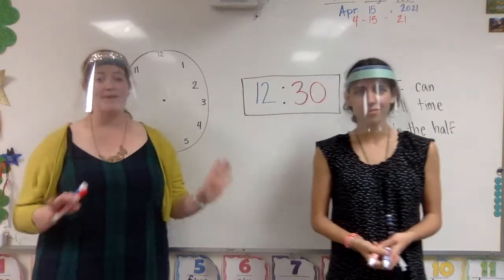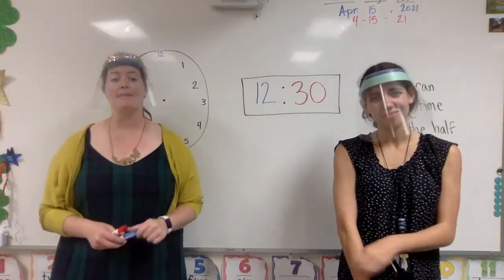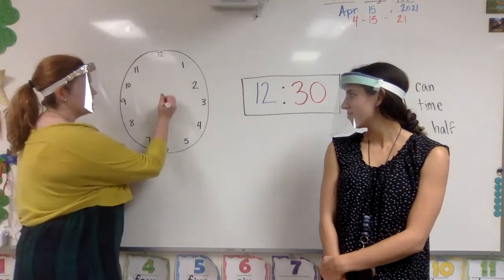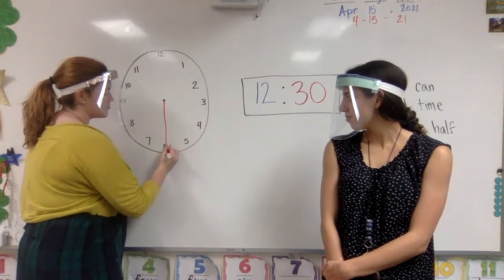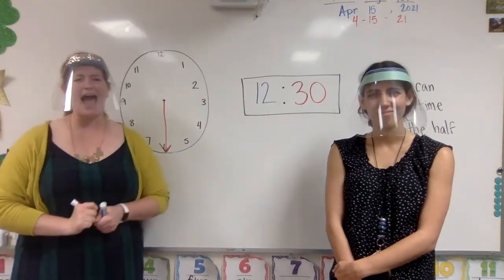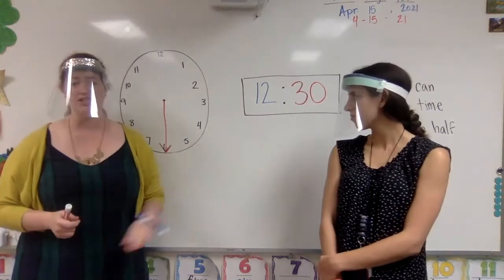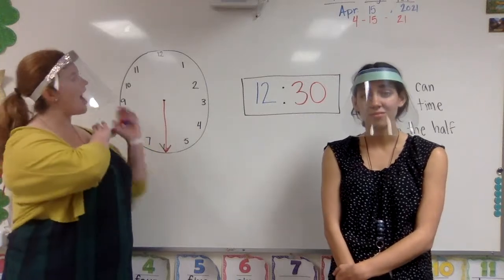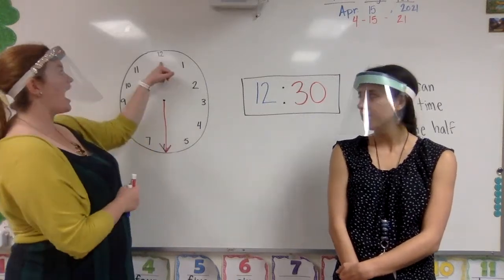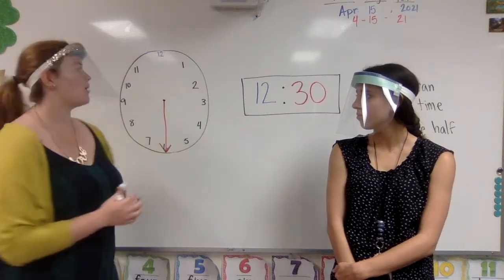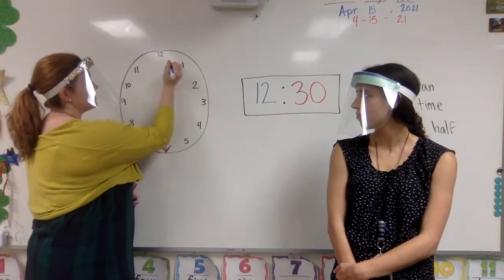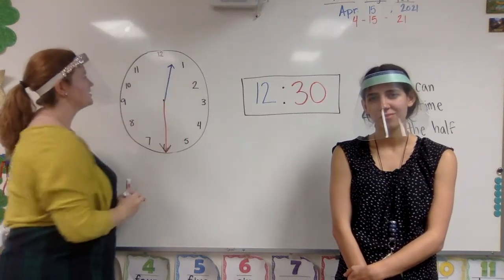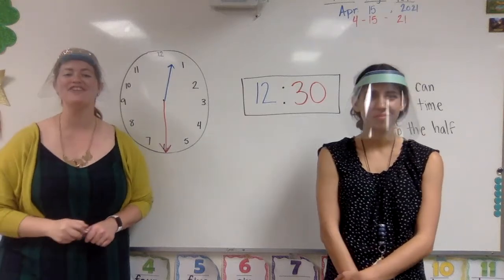Well, I'm going to start with my minutes, and I have 30 minutes. So I know that my minute hand, the longer hand, is going to be pointing down directly towards the 6. So I'm going to draw my minute hand all the way through the 6. Now my hour hand is not going to be pointing directly at the 12 because it's 12:30, which means it's half past. So I need to go half past the 12. And after 12 comes 1. So I'm going to put my little dot right here in between the 12 and the 1. And then I can connect it back to the center to draw my hour hand. So this clock is showing me 12:30.